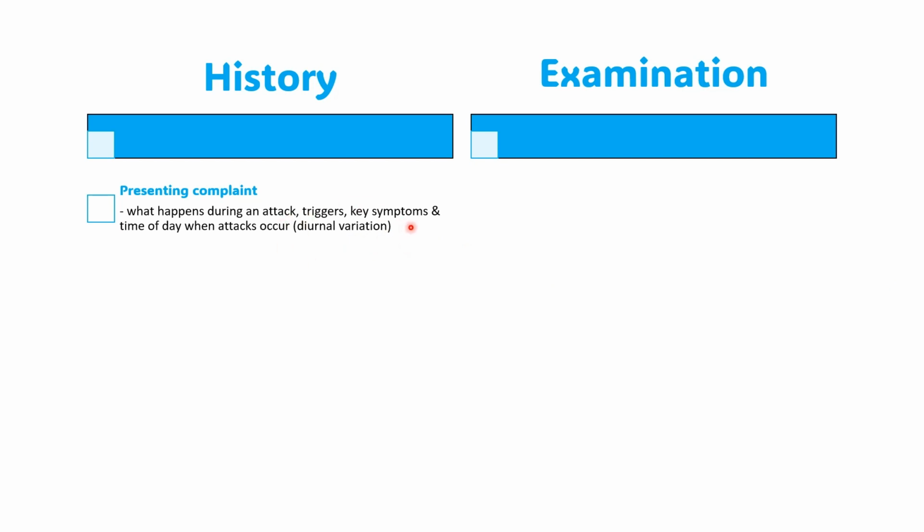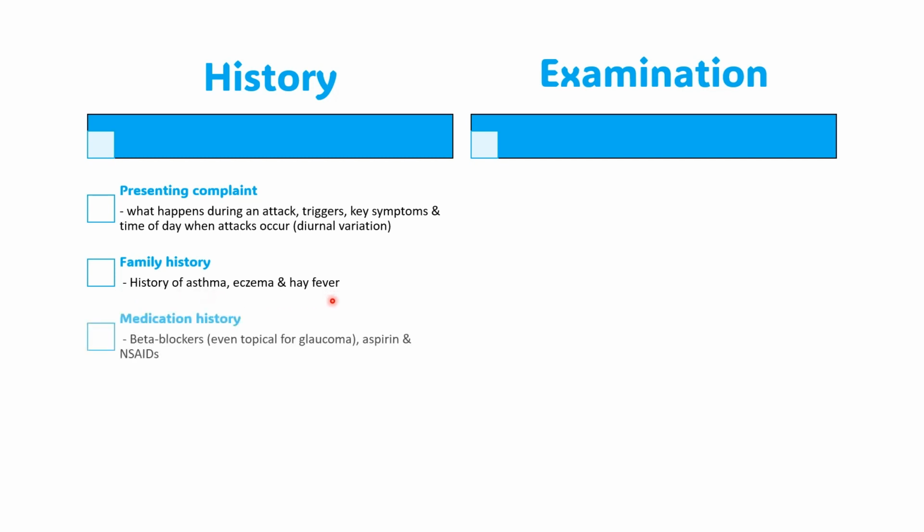Also, we need to think about family history. Is there a family history of atopy? Remember that's asthma, eczema, hay fever. Medication history: is the patient on beta blockers, which can cause bronchoconstriction, even if it's topical for things like glaucoma? Are they on aspirin? Are they on other non-steroidals?